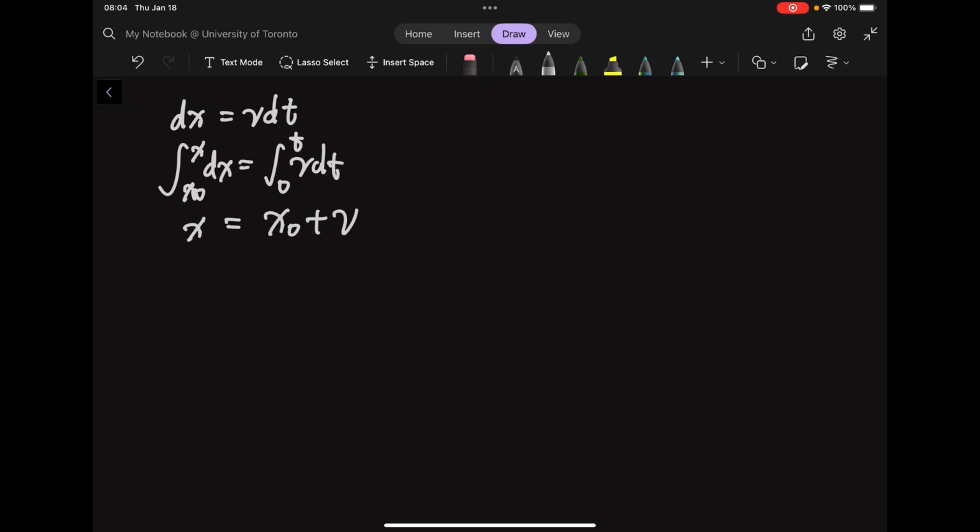Before we go any further, we need to know another two kinematic functions. We could start from dx when the time interval is very small. dx equals v dt. Take the integral from x0 to x and 0 to t. So we can get x equal to x0 plus v0t. Here's our equation number 1.